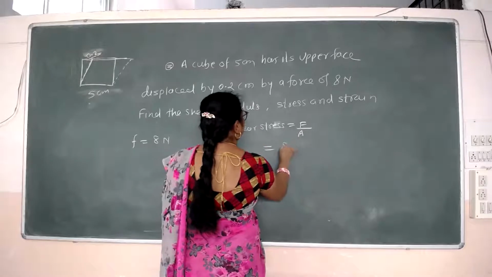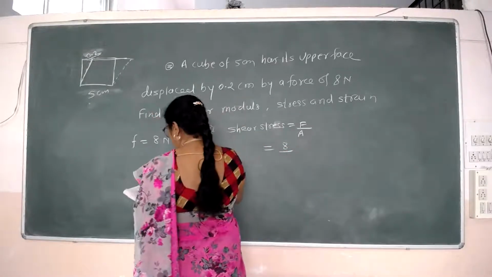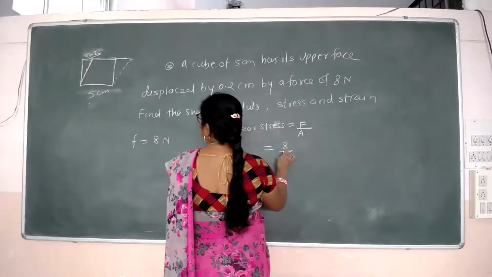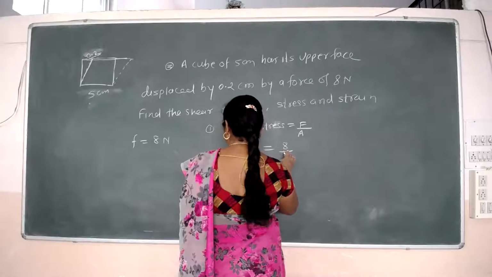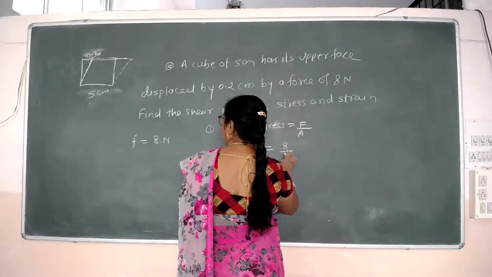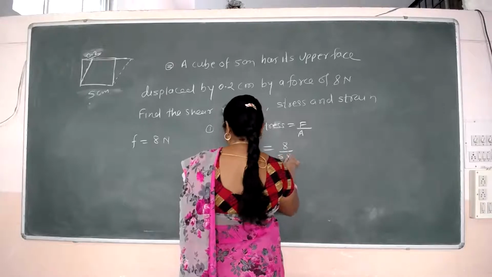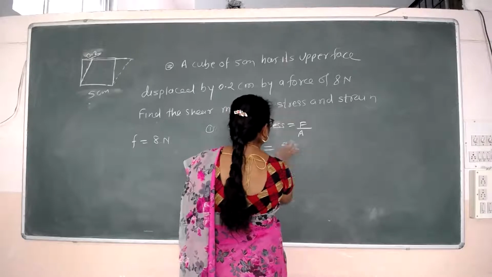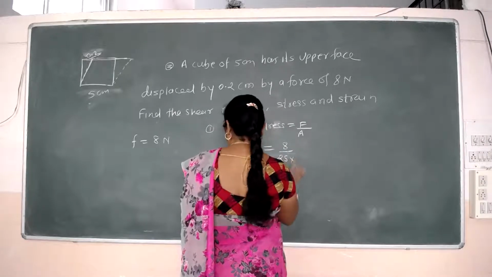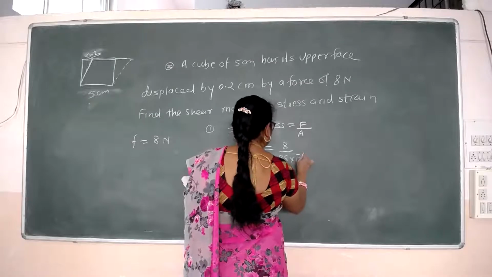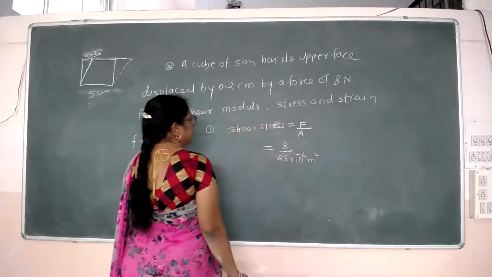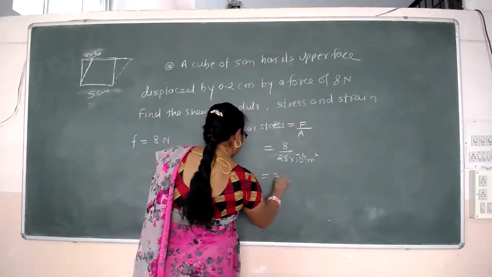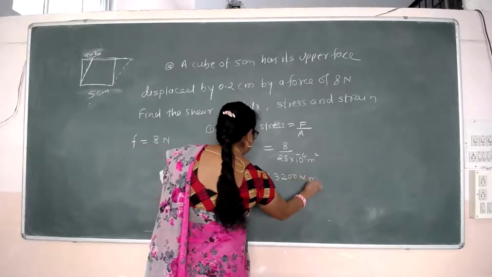Where F is given as 8 Newton divided by area. Area is equal to 5 into 5 square, that is equal to 5. The value is in centimeters, so convert it into meters: 5 divided by 10, means 5 into 10 to the power of minus 2. Converting this value, 5 into 5 is equal to 25 into 10 to the power of minus 4 meters square. So shearing stress is equal to force by area, and the answer is 3200 Newton per meter square.